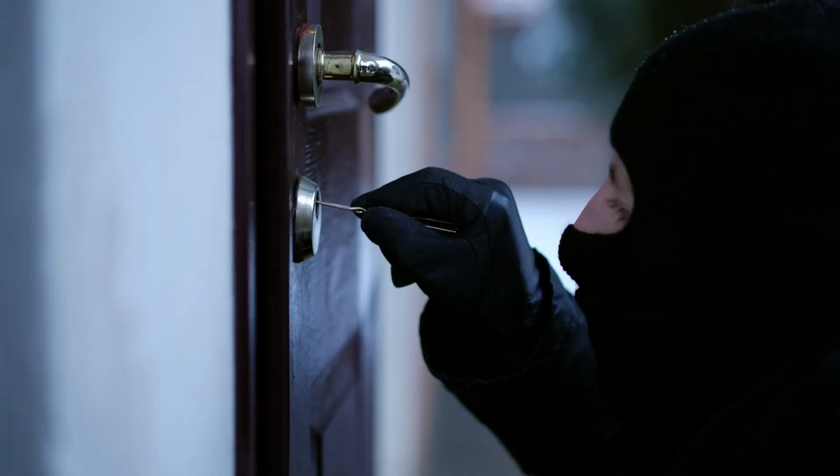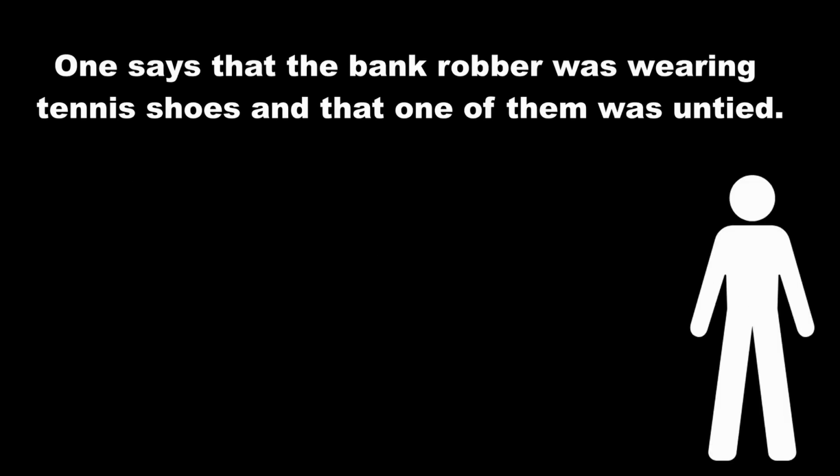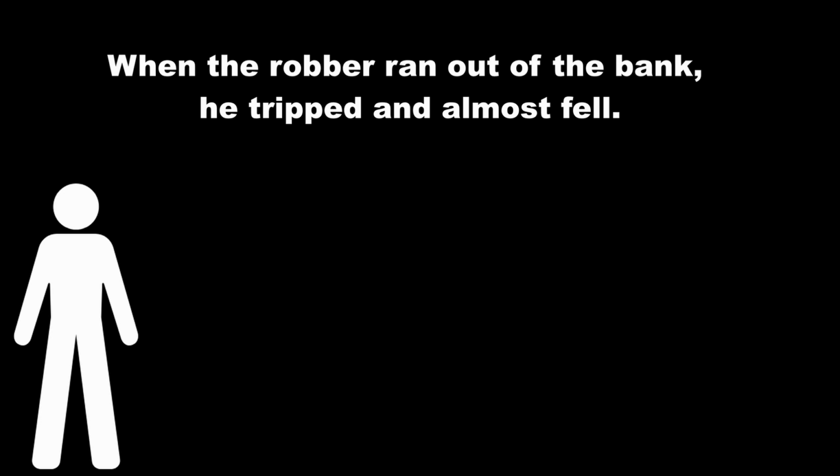Lydia McGrew uses. Suppose that the police get a phone call that a bank robbery has occurred. They go to the scene of the alleged robbery and start questioning people who claim to have witnessed it. Now, imagine two alleged witnesses whose testimony fits together in the form of a question and answer. One says that the bank robber was wearing tennis shoes and that one of them was untied. The other says that when the robber ran out of the bank, he tripped and almost fell.